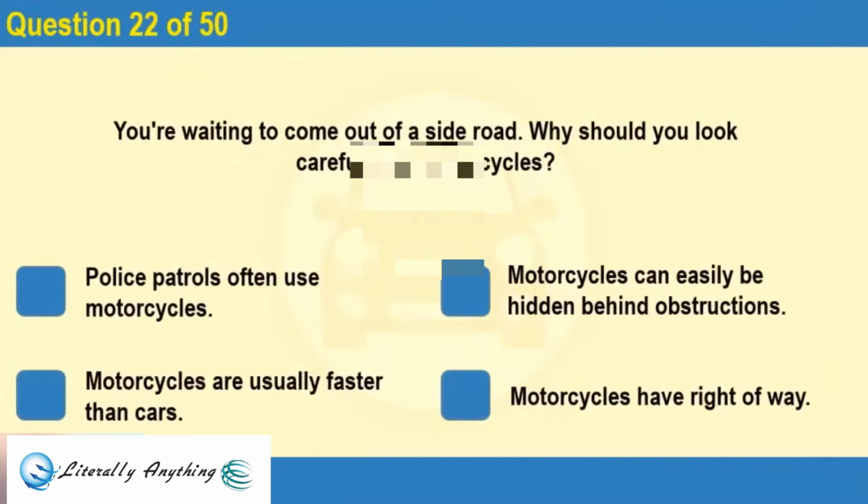You're waiting to come out of a side road. Why should you look carefully for motorcycles? 1. Police patrols often use motorcycles. 2. Motorcycles can easily be hidden behind obstructions. 3. Motorcycles are usually faster than cars. 4. Motorcycles have right-of-way.